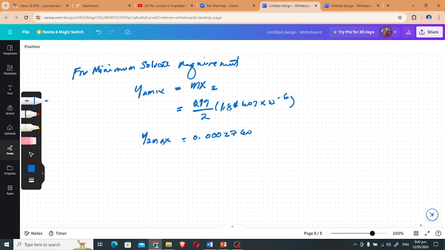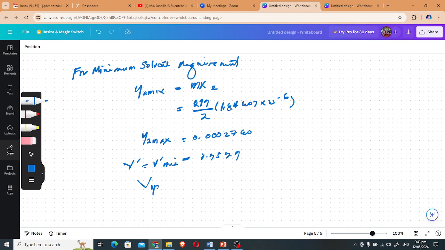Okay, now you have the Y2 maximum. So we know also that our V prime, the V prime that we solved in the previous page, is already our V minimum. So your computed V prime is already your V prime minimum, and that's 0.3529. For optimum solvent requirement, we need to multiply this by 1.5.